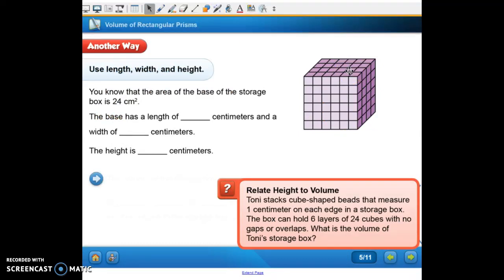Okay, so now we're going to look at this in another way. Use length, width, and height. You know that the area of the base of the storage box is 24 centimeters cubed. The base has a length of what? How long is it across here? 6. And a width of 4. And the height is 6.